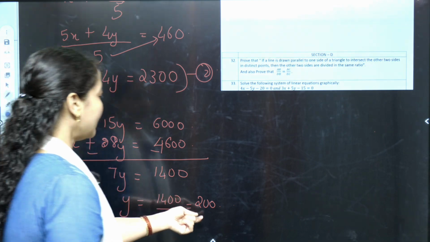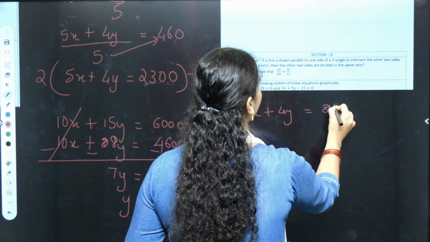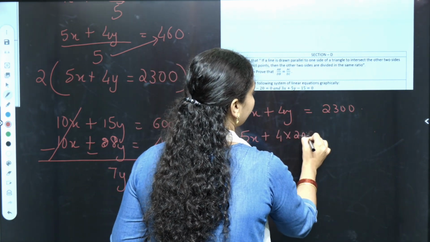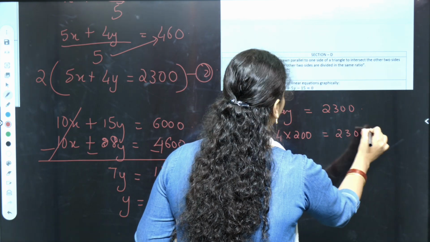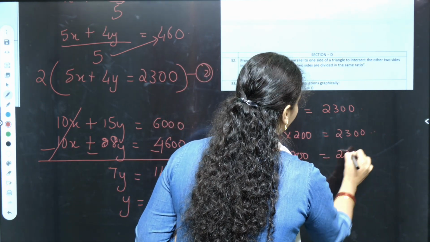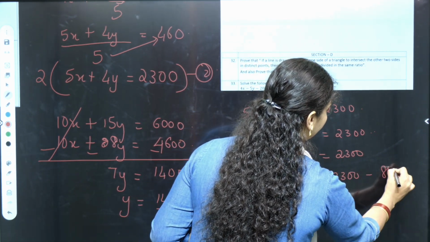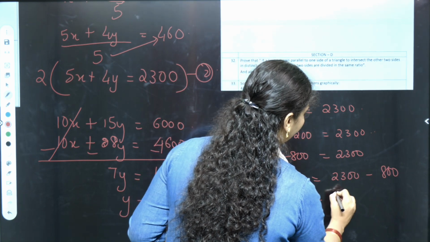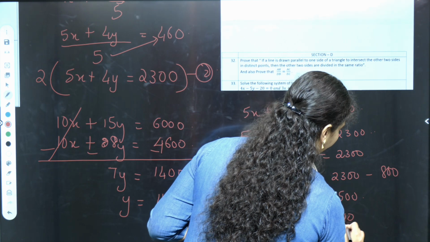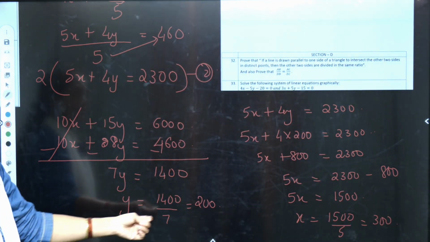When I got the value of y as 200, I'll substitute it here. 5x plus 4y equal to 2300. So 5x plus 4 into 200 is equal to 2300. So 5x plus 800 equal to 2300. This gives me 5x equal to 2300 minus 800. 5x is 1500 and x will be 1500 by 5, which is 300. So I got the value of x as 300, y as 200.